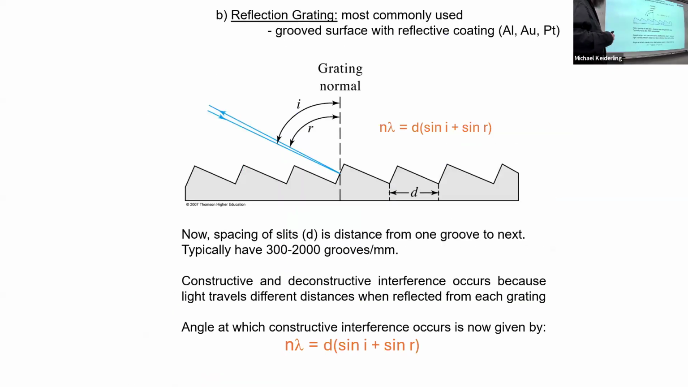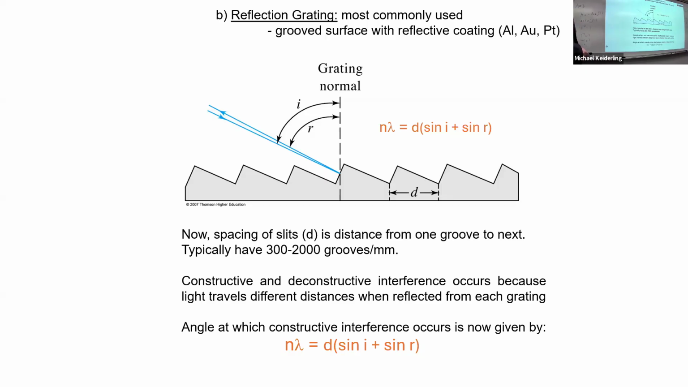And then the reflection grating is the most commonly used version of diffraction grating, which is a grooved surface with a reflective coating. If you've ever seen one of those holographic foil things or stickers, that's effectively what's going on here. Or a CD. CDs do the same thing. Something reflective that you see rainbows on is probably effectively a reflective grating.